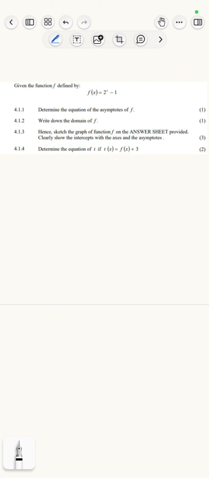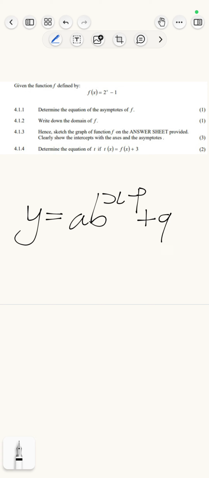Before we get into it, let's just look at some of the general things that we should maybe know. So what is the general equation of an exponential function? It's going to be y is equal to a times b to the power of x, maybe there's a p there, plus q. Right, so these are all of the possible variables that we can have in this equation.